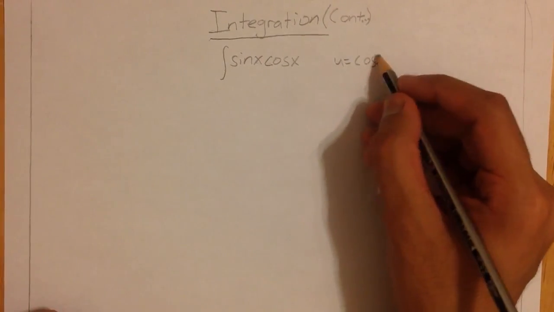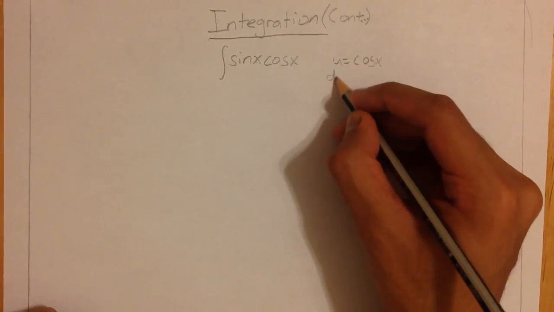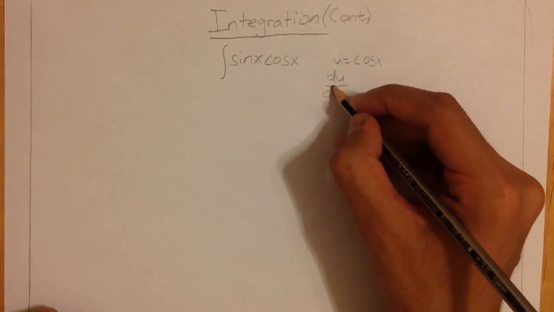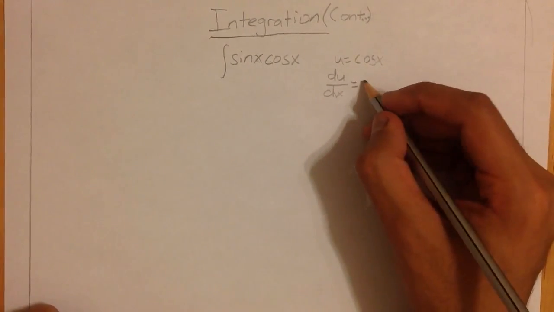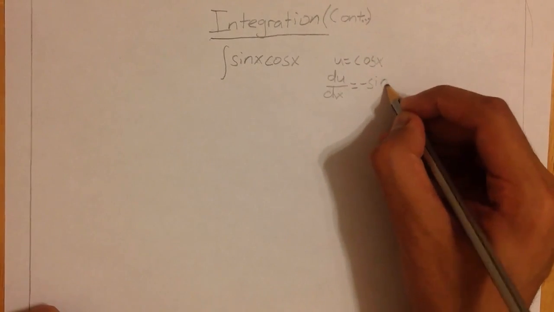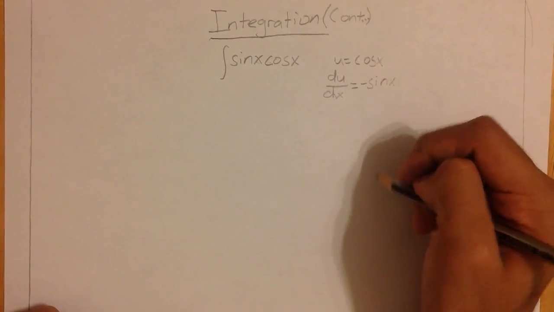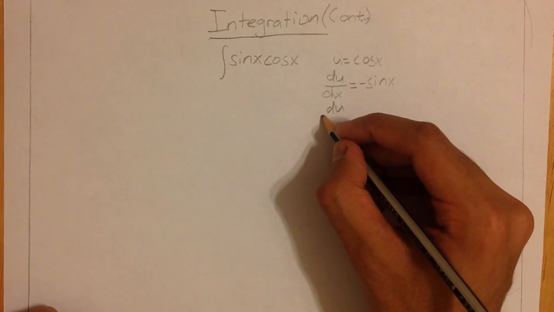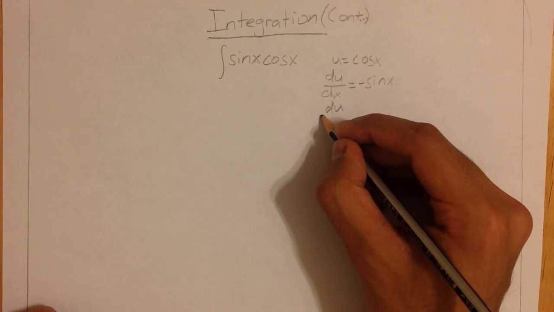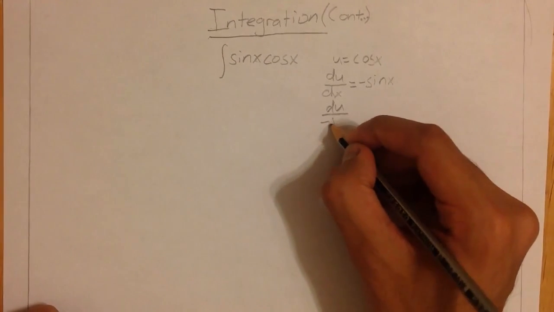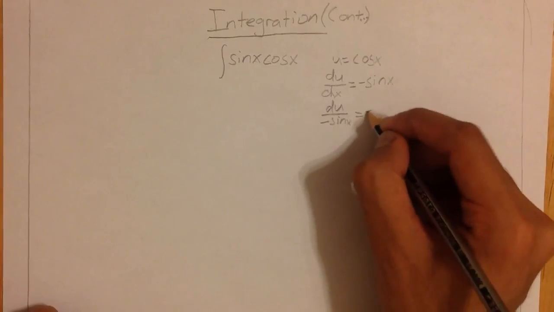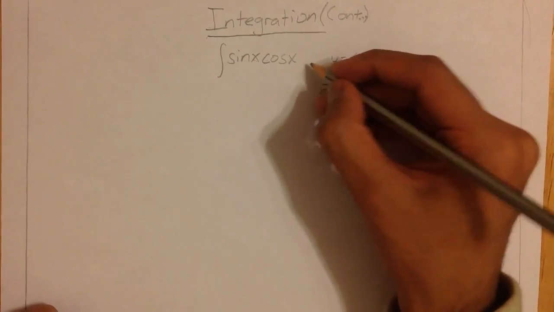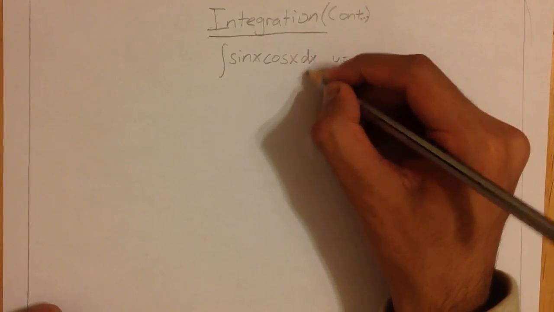Then we want to find the derivative of cosine of x. So du dx equals negative sine of x. This also means that du over negative sine of x equals dx. Now remember, there's always going to be a dx over here.